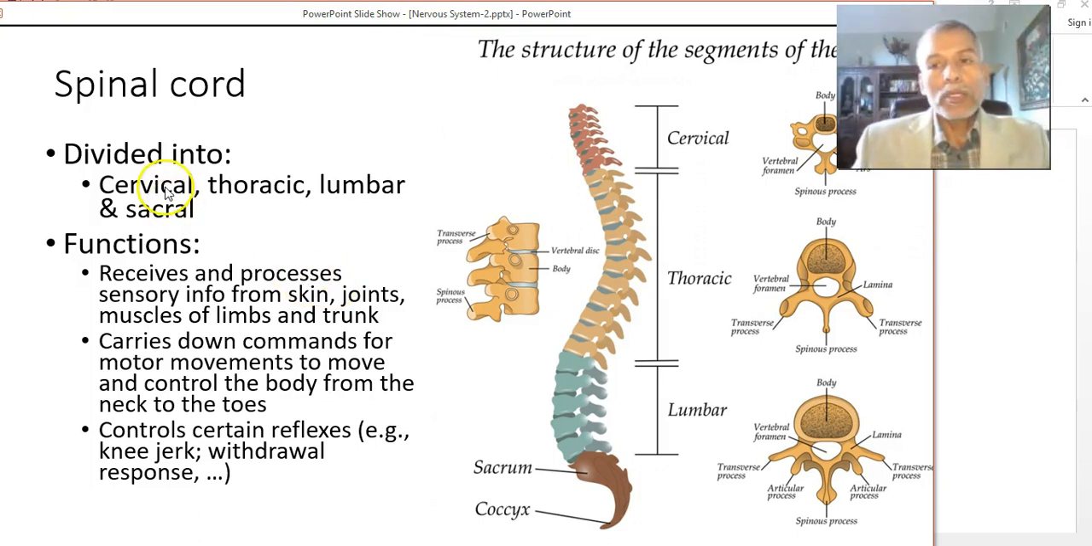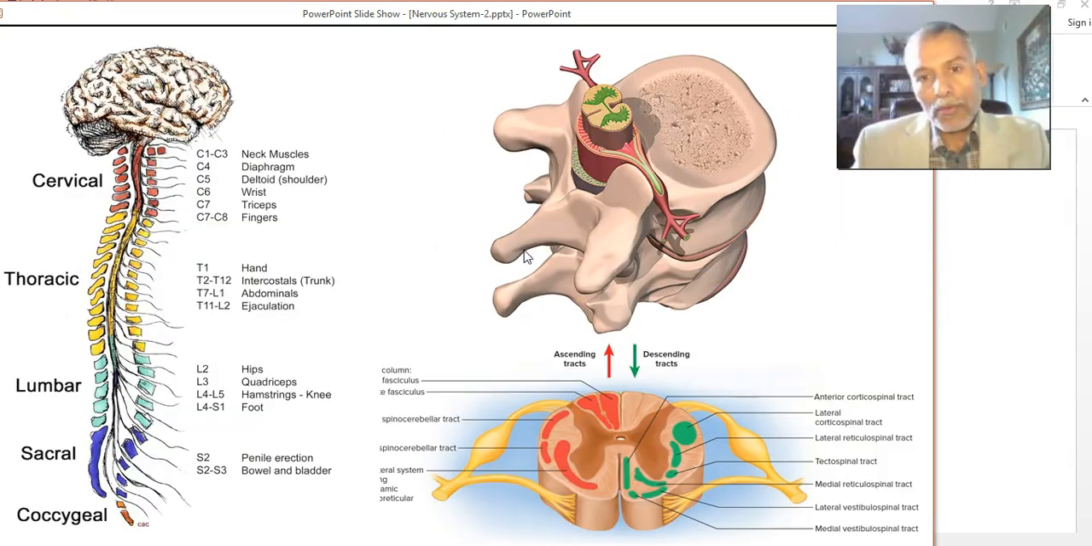The spinal cord. It goes through... there's a difference between the spinal column and the spinal cord. The spinal column is the stack of vertebrae, one is a vertebra, and they are all stacked on top of each other. Each vertebra has a canal. This canal here is called the spinal canal. And the spinal cord goes through the spinal canal.